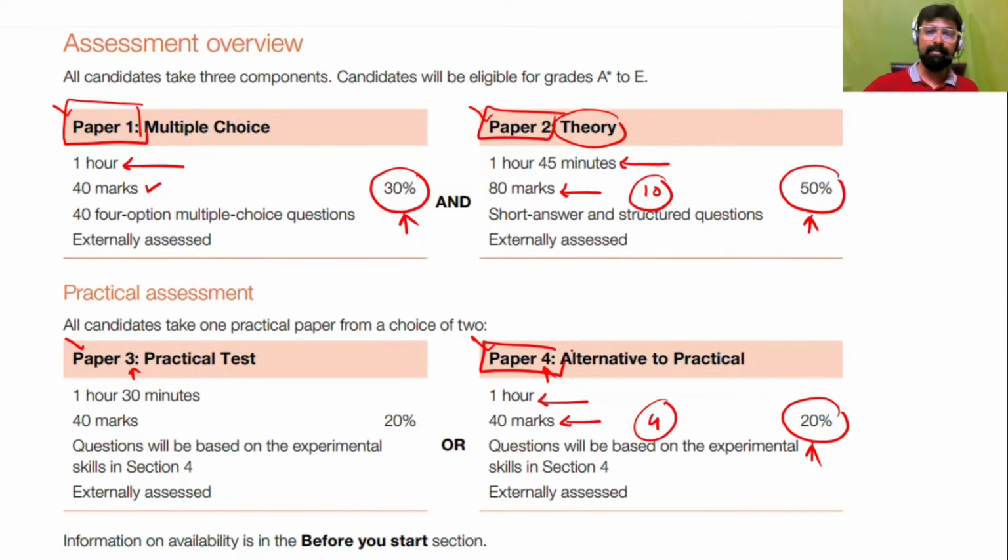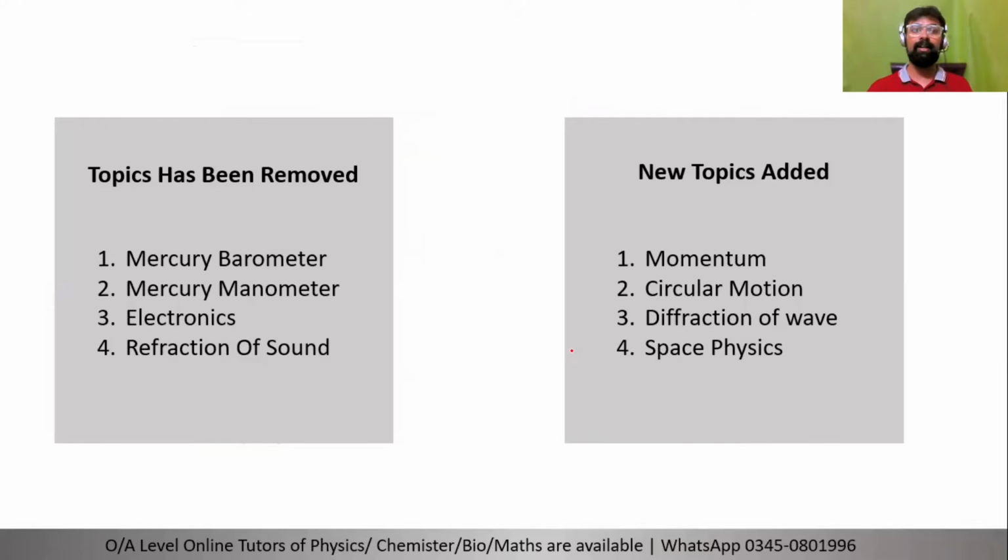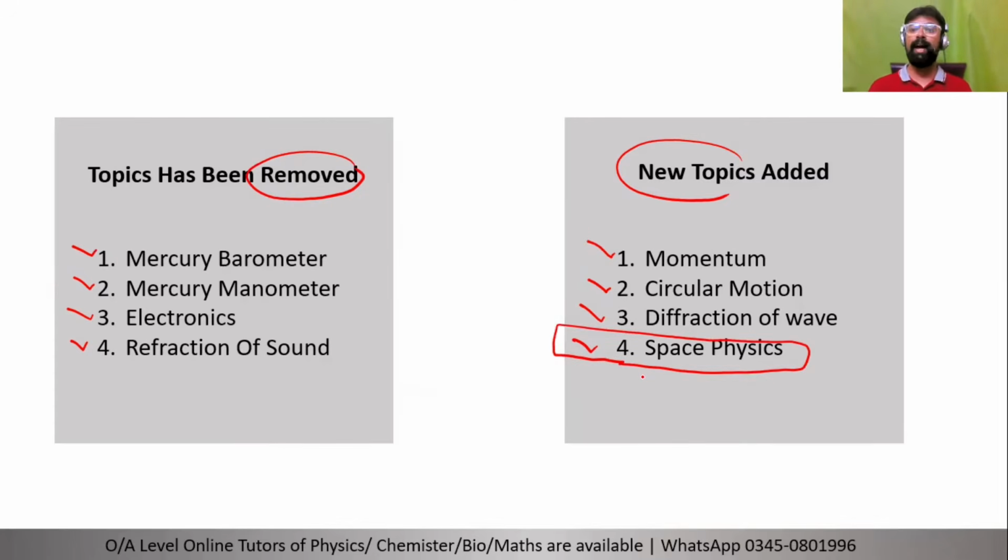Okay, fine. There are main things which should be discussed here. The first thing is that a few topics have been removed from the O-level syllabus, and there are some topics that have been added as well. The topics that have been removed are mercury barometer, mercury manometer, electronics, and the reflection of sound. There are new topics that have been added: momentum, circular motion, diffraction of waves, and a whole chapter called space physics. This is also added in the O-level syllabus now.